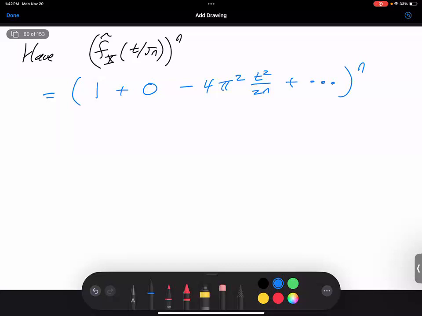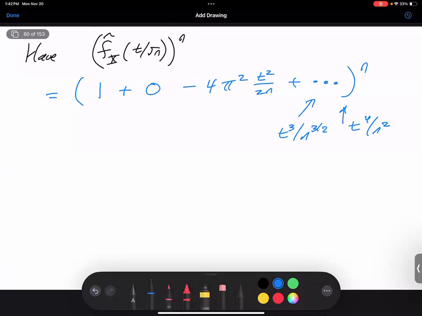Let's think about what's going on with the dot, dot, dots. The next term, we're evaluating at t over square root of n, so it's going to be something like t cubed over n to the 3/2. And then the next term will be t to the 4th over n squared, and so on and so on. I claim those terms don't really matter.